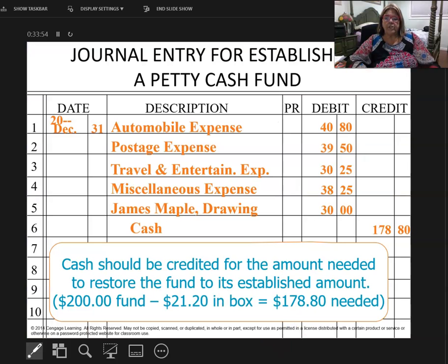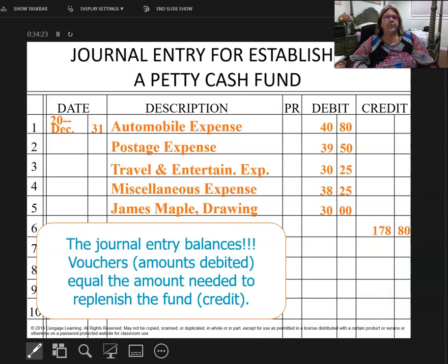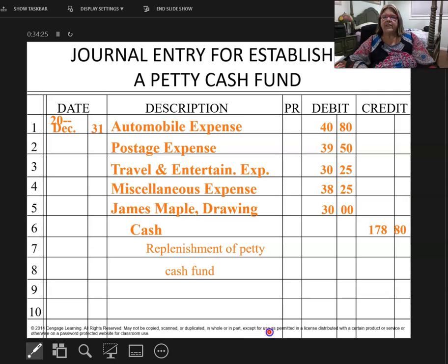Here's the journal entry for petty cash. Here's what it looks like. Automobile expense. All these are expenses. Here's a drawing, so obviously he used $30 for his own. And now I have a credit to cash for this amount of money. So now I have $200 back in the box like I need it. The second journal entry is called replenish. Notice you do not see petty cash anywhere here. So here's my complete petty cash journal entry. My next video will talk about the use of change fund and cash short and over.